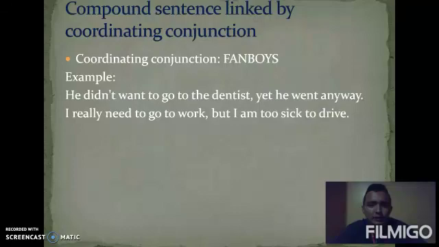Example: he didn't want to go to the dentist, yet he went anyway. We have the coordinating conjunction yet. Another: I really need to go to work, but I am too sick to drive. The coordinating conjunction is but.